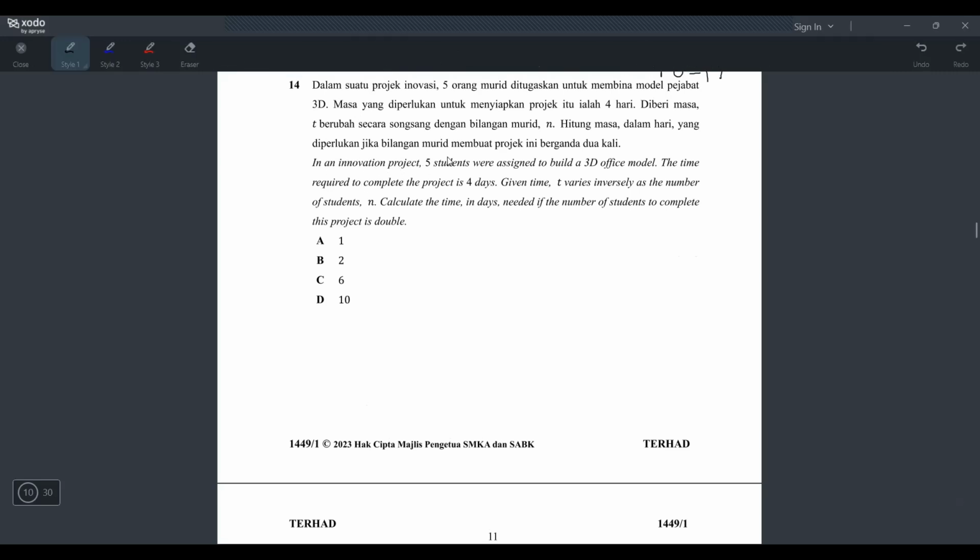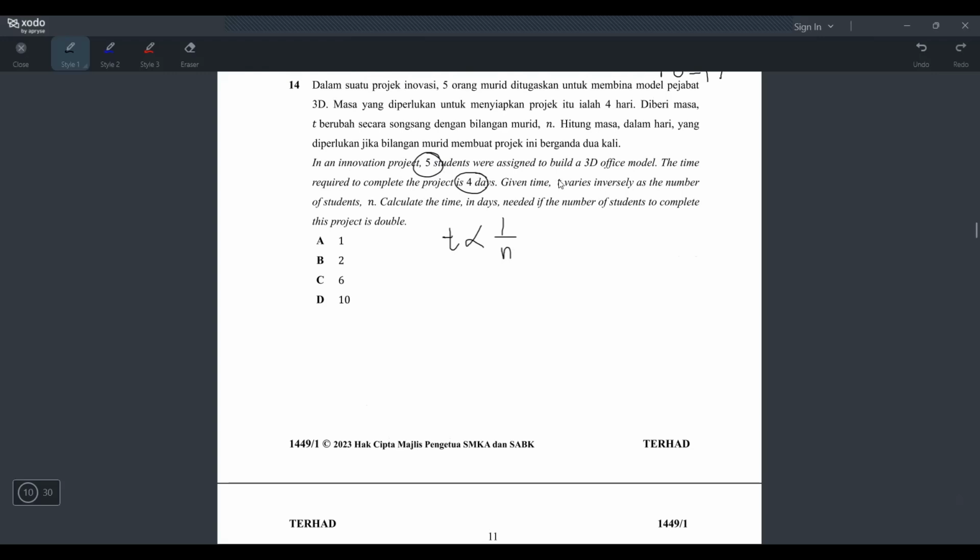In an innovation project, 5 students were assigned to build a 3D office model. So 5 students. The time required to complete the project is 4 days. So for 5 students, require 4 days. Given time T varies inversely as the number of students N. So T varies inversely as N. So this is variation, obviously. So varies inversely means top and bottom. So at the bottom must put N, here 1.